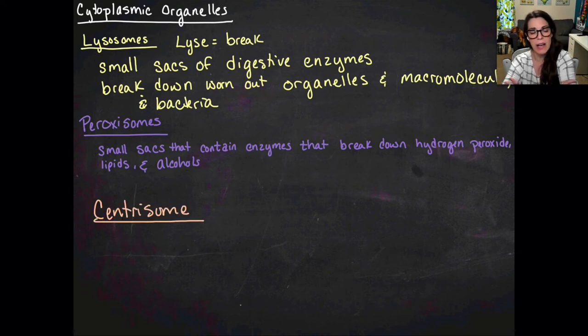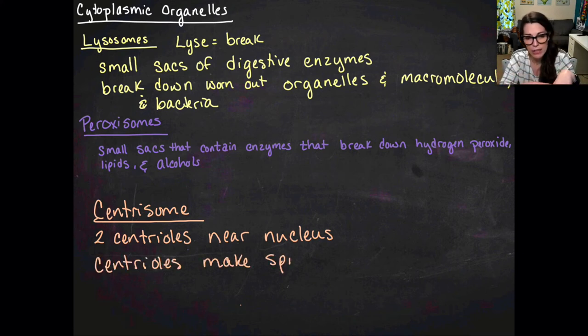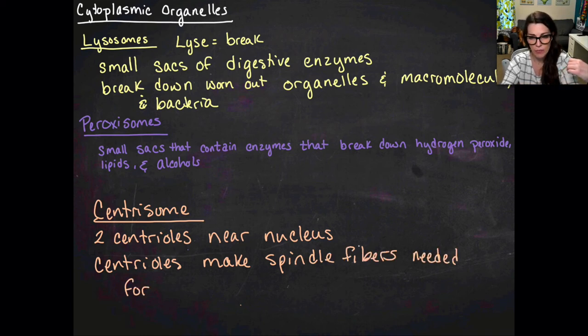And then the centrosome. So the centrosome is not a word that you've probably heard a lot, but I bet you've heard centrioles. So the centrosome is actually just the two centrioles, and they kind of hang out together near the nucleus when it's not mitosis. So it's the two centrioles, they hang out near the nucleus. The centrioles actually make the spindle fibers that are used during mitosis for nuclear division.